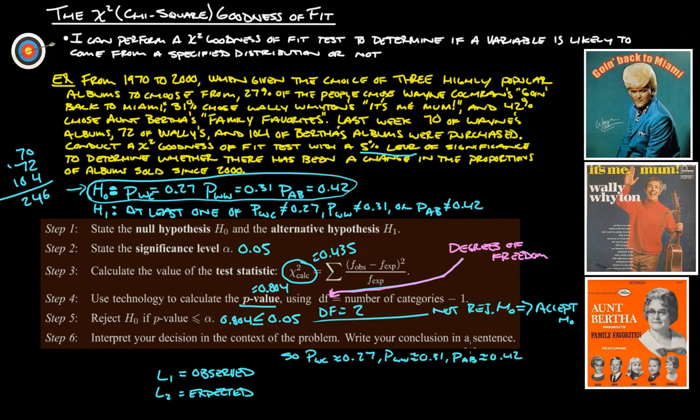It says write your conclusion in a sentence. We could write it all out: probability of Wayne Cochran, 27%, or approximately. That's why I used the little squiggly lines instead of the equal sign. I just didn't write it out in a complete sentence like I should have, but that at least gives you the idea. That's all we have for the first half of this.